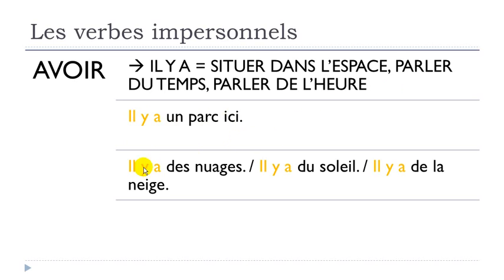Il y a des nuages, clouds. Il y a des nuages. So even if we've got this il y a, okay, remember that it can be for the singular, or then it can be for the plural as well. So this a won't change. Il y a des nuages. Il y a du soleil, sun. Il y a du soleil. So there is sun. Il y a de la neige. Snow, il y a de la neige.